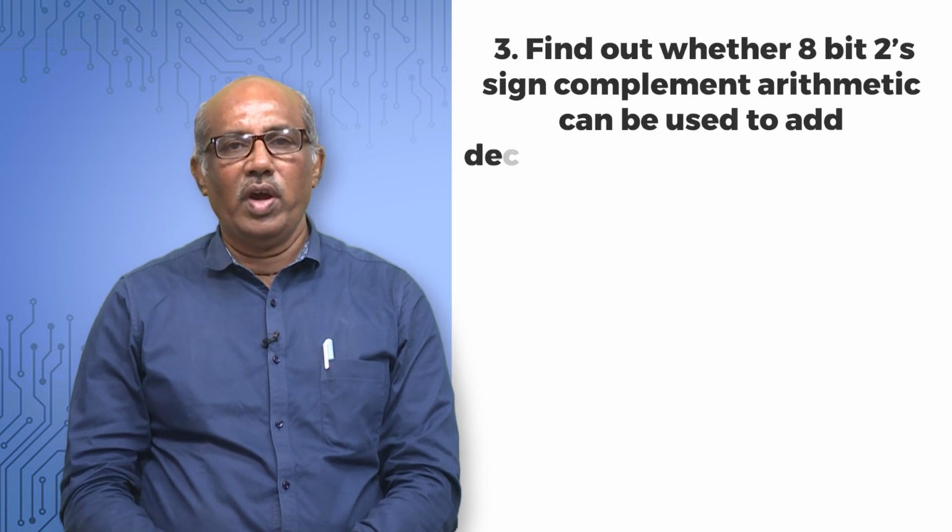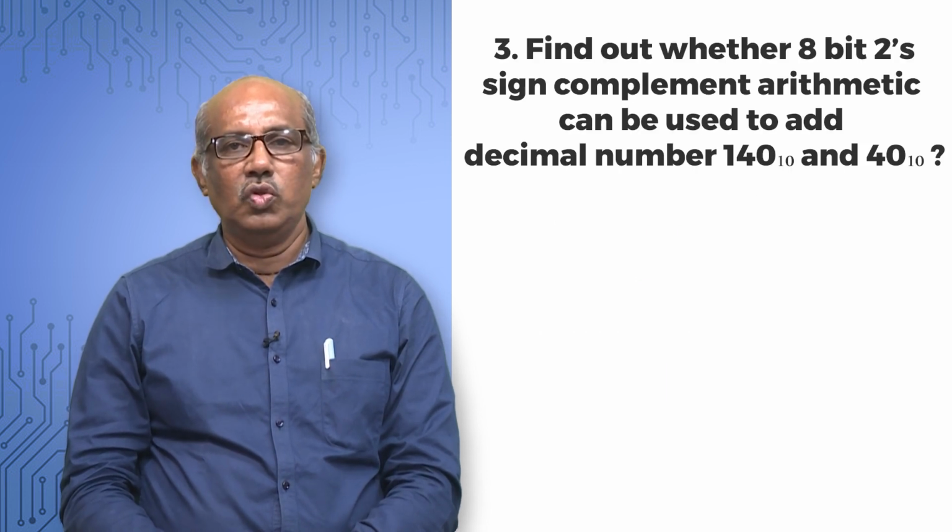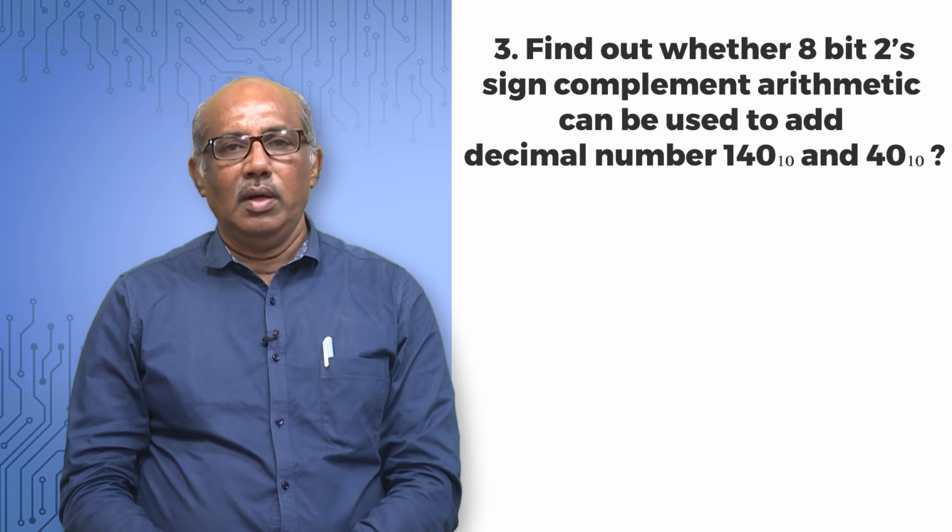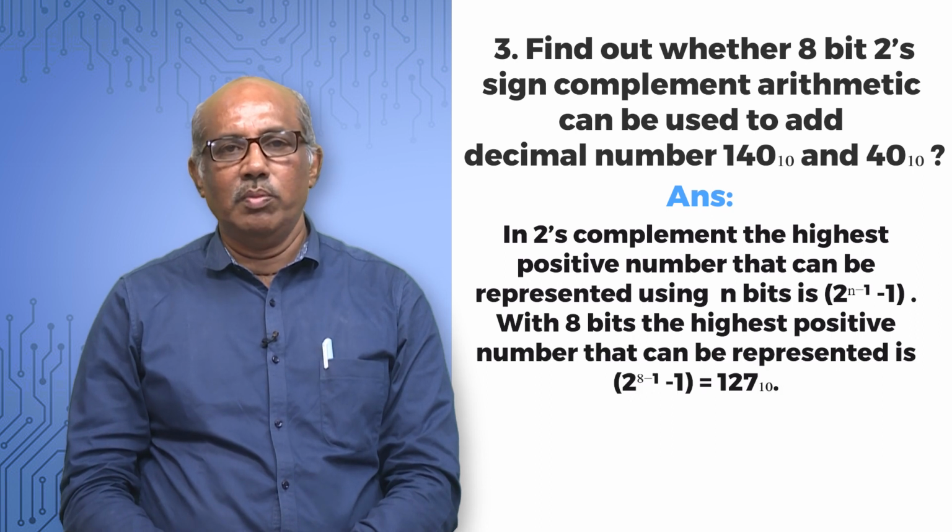The next question is: find out whether 8 bit 2's complement arithmetic can be used to add the two decimal numbers 140 and 40. Again in the last class, we learned that in 2's complement the highest positive number that can be represented using n bits is 2 raised to n minus 1, minus 1. With 8 bits, the highest positive number that can be represented is 2 raised to 8 minus 1, that is 2 raised to 7, which is 128 minus 1, that is equal to 127.